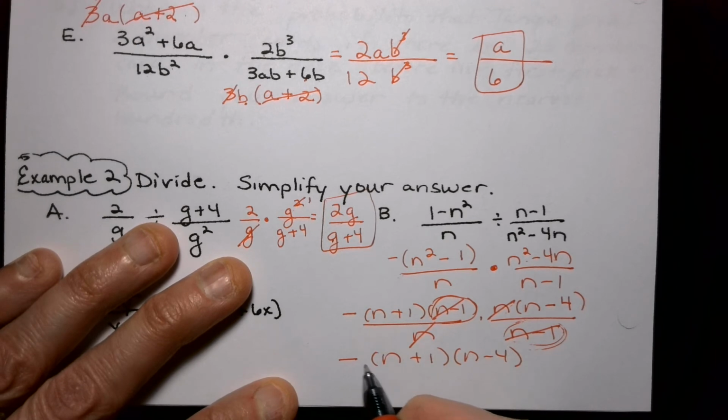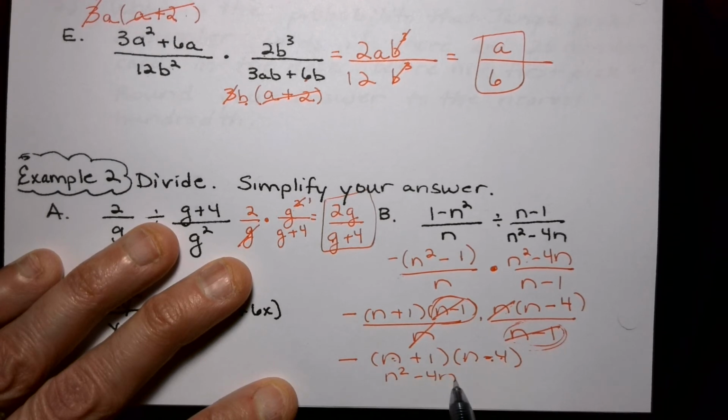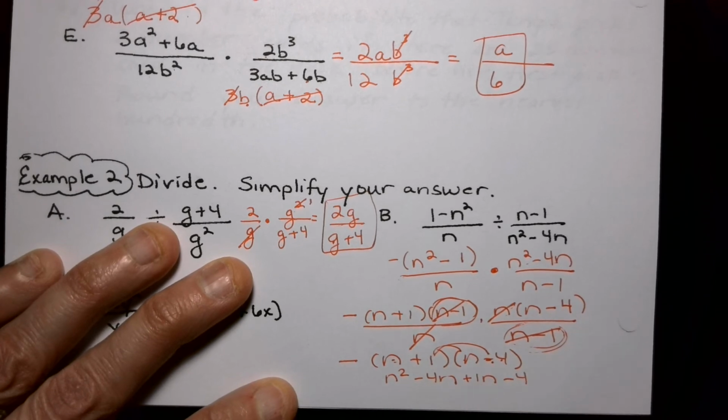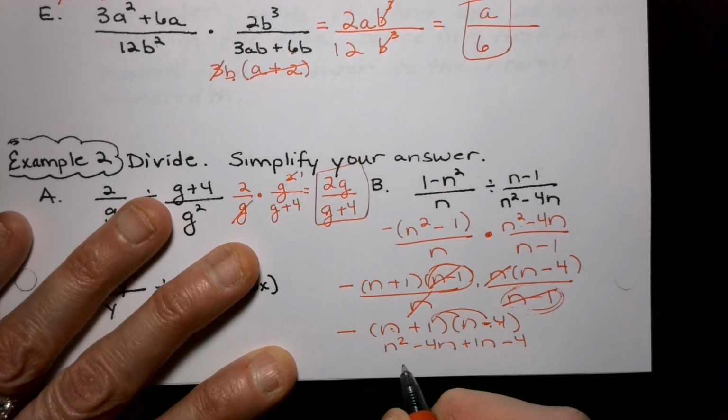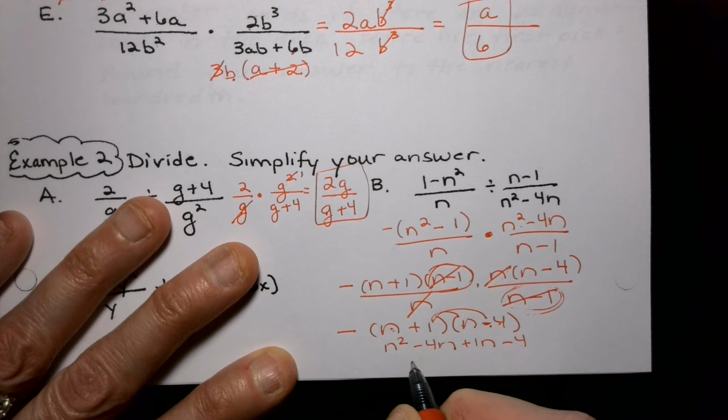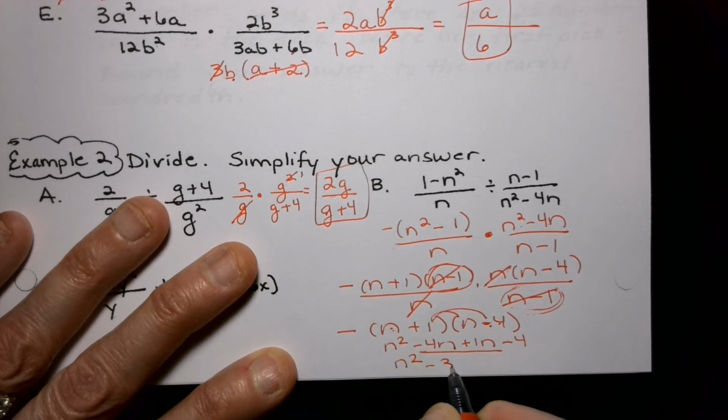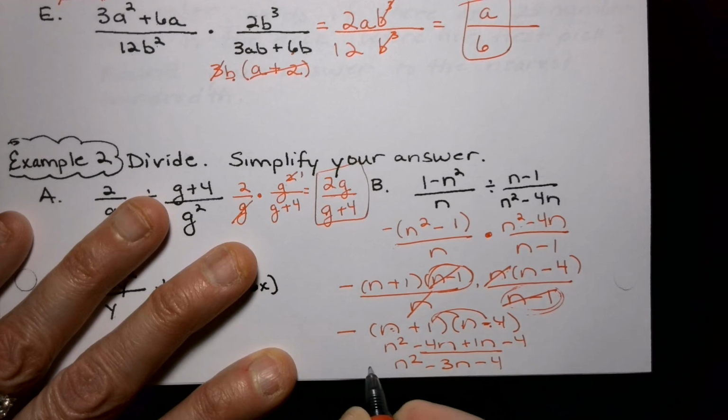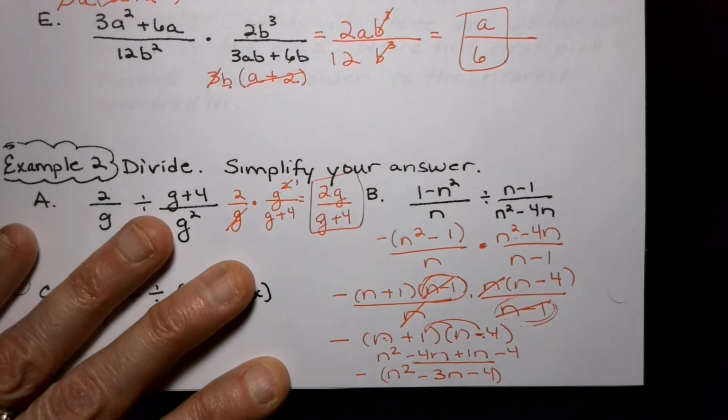I'll leave that for now. N times n is n squared. N times a negative 4 is a negative 4n. 1 times n is 1n, and minus 4. Combine like terms. And I have n squared minus 3n minus 4. Got that negative out front.